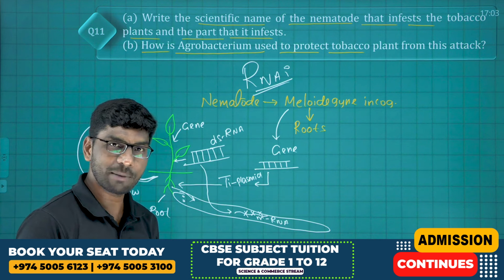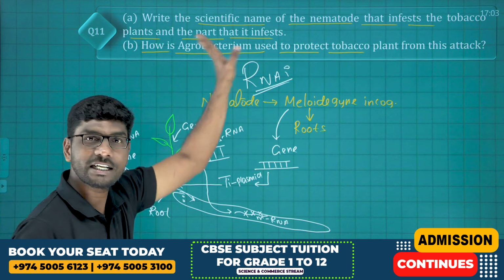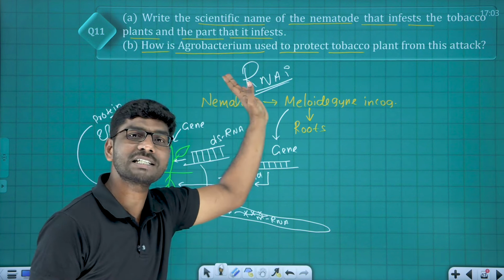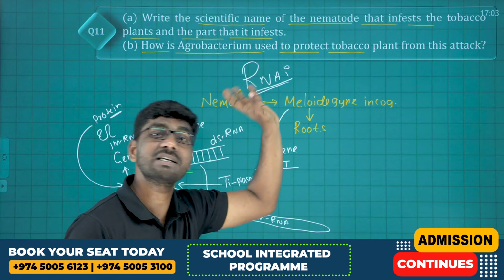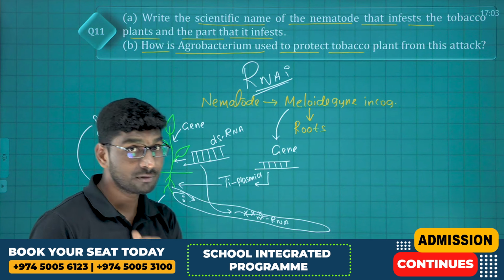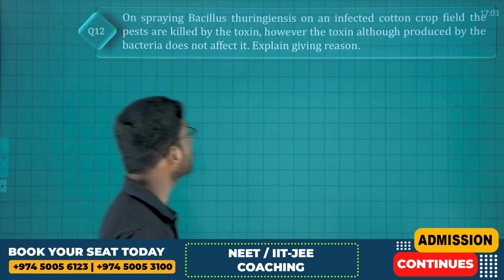Clear, students? You understand my point? With the help of what? Agrobacterium tumefaciens. We are using the Ti plasmid of Agrobacterium tumefaciens as a vector to do this process. Clear? Next question. Look at the next question.